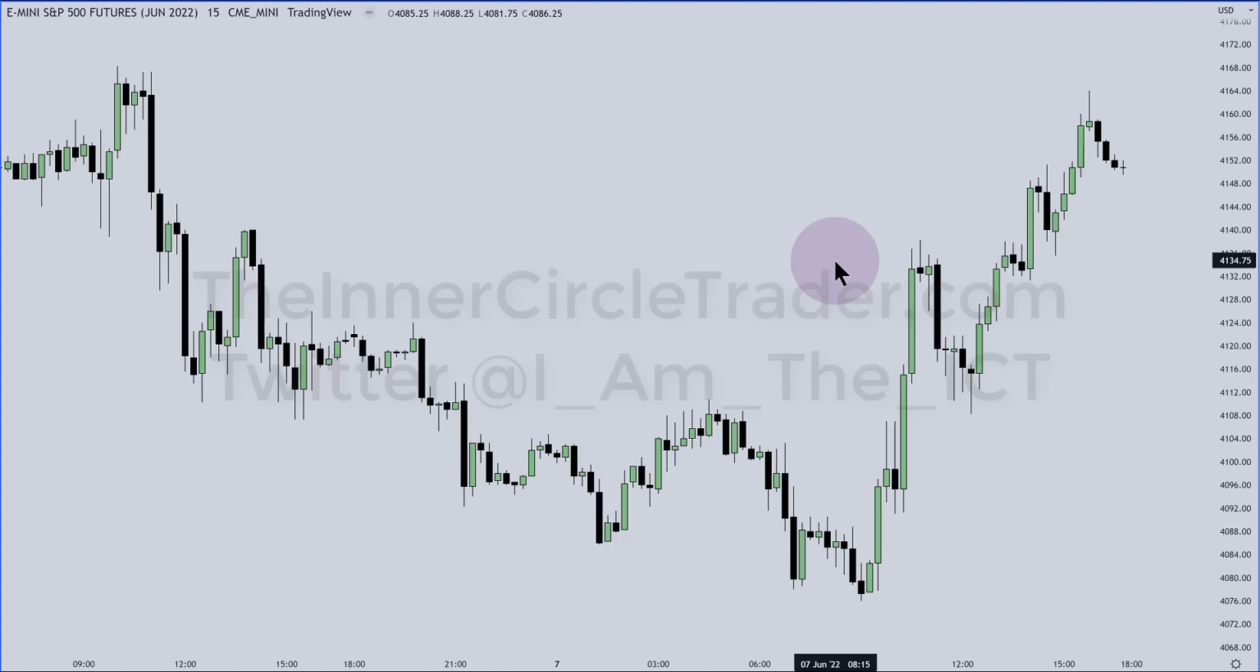I was looking for 4070 today to see if it can get down outside the range of that daily fair value gap. And we failed to do so. And then the market shifted higher. Now, the whole time I'm looking at the market, it's not giving me any kind of short. I'm not comfortable taking any kind of short. And all of a sudden the market does this.